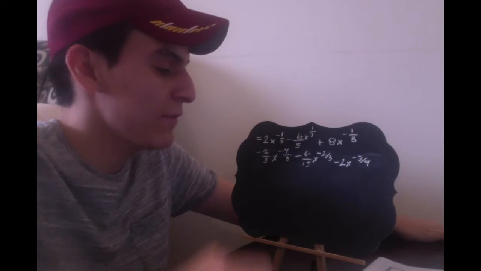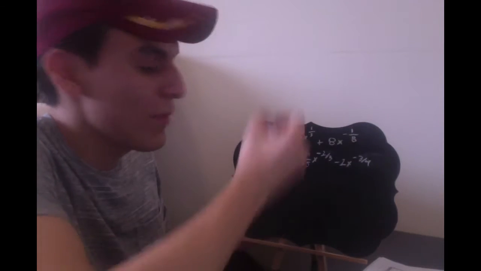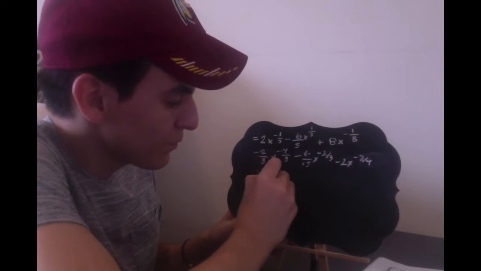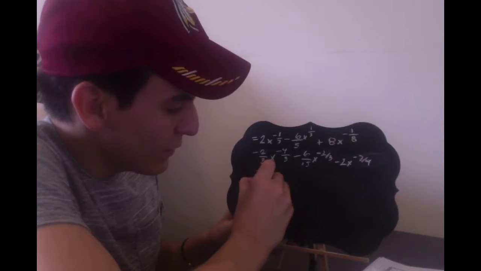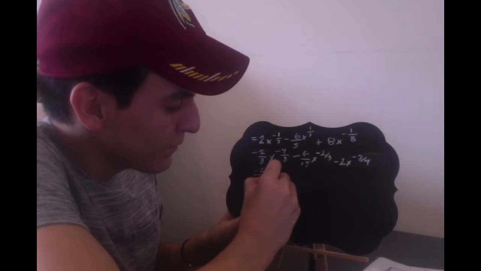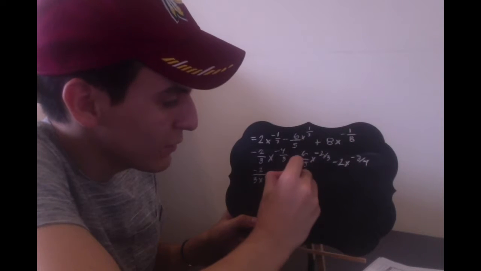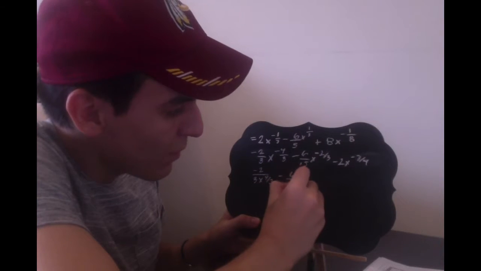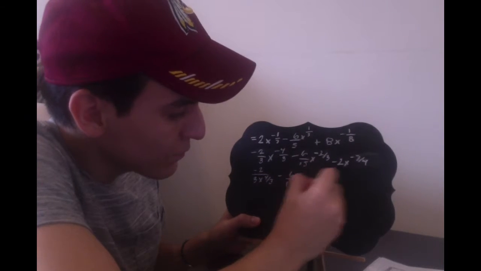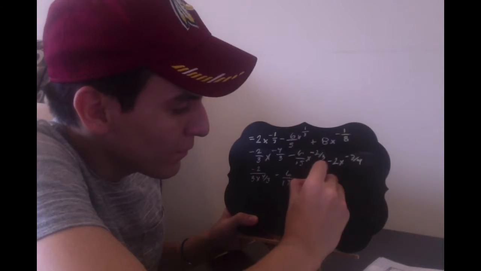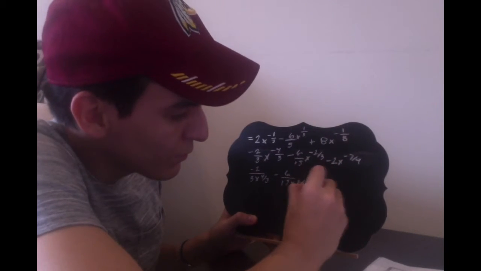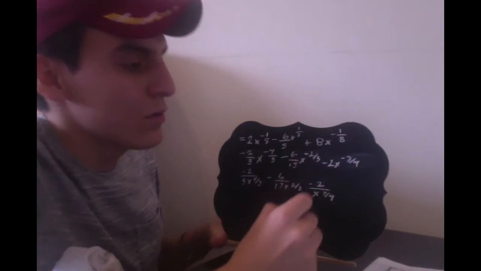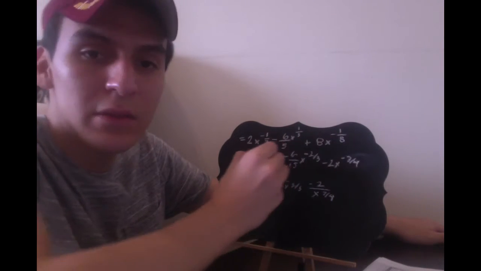As you know, we cannot have negative exponents, so we're bringing them down. In this case, it will be negative 2 over 3x to the power of 4 over 3, minus 6 over 15x to the power of 2/3, minus 2x to the power of 3/4. So we eliminated the negative exponents.